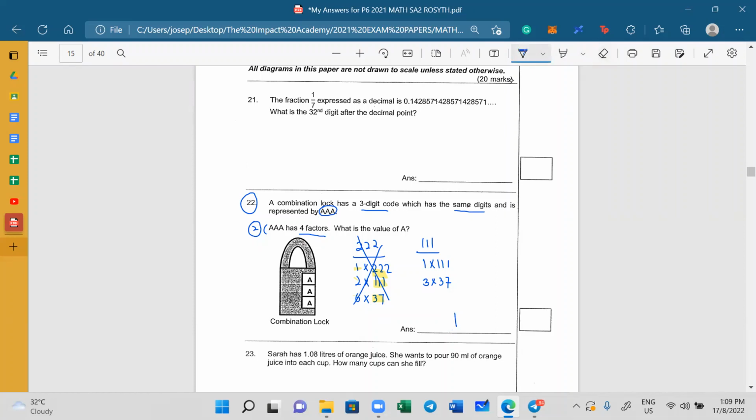So the combination lock has a 3-digit code. The 3-digit code is 111. With that, I've come to the end of my question.